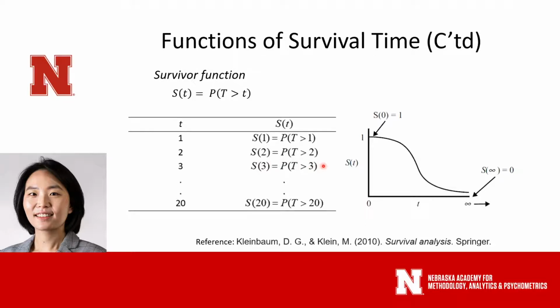Say we are interested in the survivor probability at day 2. You can interpret this as the probability of a patient with breast cancer living longer than day 2. So it's the probability that the survivor time is greater than two days. On the right-hand side, this is the shape of the survivor function. At time point 0, it is equal to 1, because no one has experienced an event at the beginning of this study.